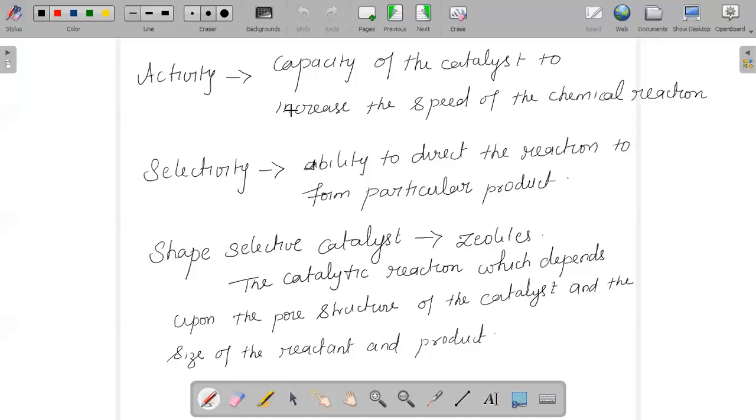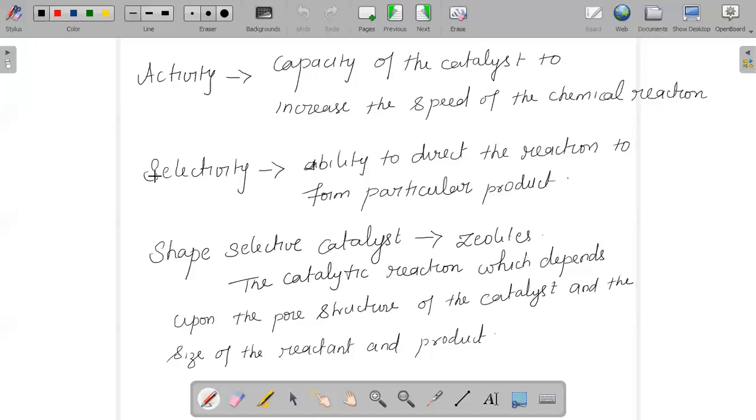But suppose a reaction takes place in the absence of a catalyst. For example, H2 and O2 do not react, and they can be stored like that for a very long period. But once we start using a catalyst, the reaction takes place.